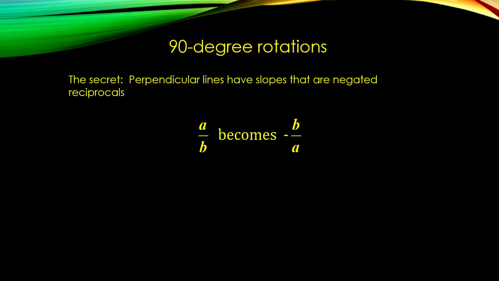In 90-degree rotations, there's a secret that makes these rotations easy to complete. And that is that perpendicular lines have slopes that are negated reciprocals. That is, if you have a slope of A over B, and you rotate that line 90 degrees, the slope becomes negative or the opposite of the reciprocal. Let's see what that looks like.